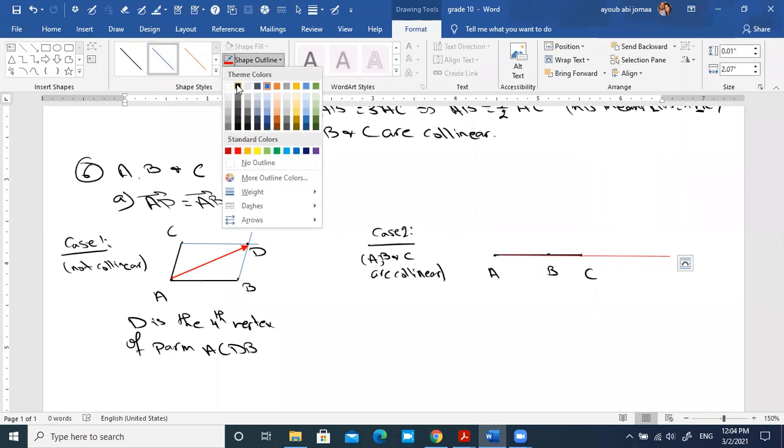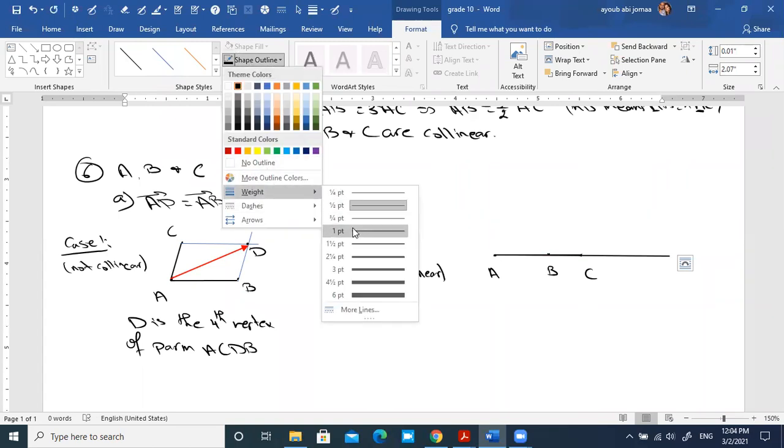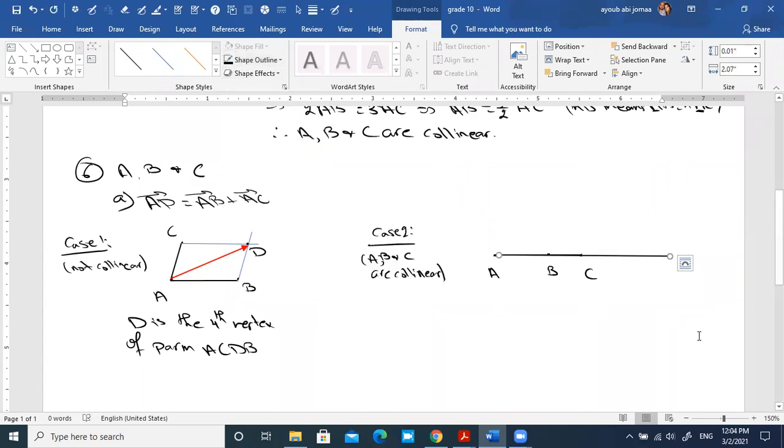We measure AB separately, AC separately, then we add them.